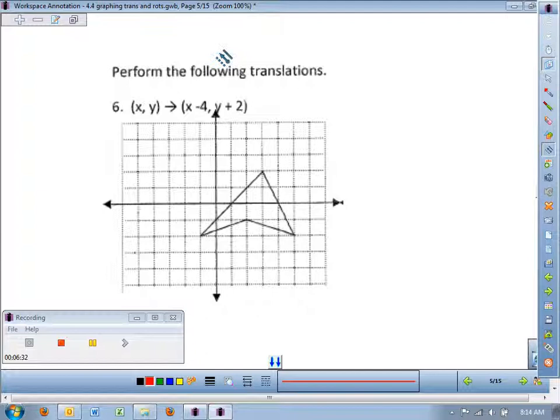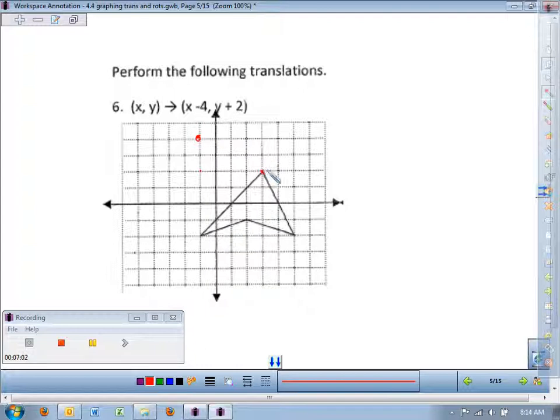Here, they don't even give me the original figure. They just say, draw this new one. So really, we can do it by counting. You could figure out, name these points A, B, C, and D, and write them down and all that stuff. But this is just a translation. 4 units left, 2 units up, correct? X -4, y +2. So 4 units left, 1, 2, 3, 4. 2 units up, 1, 2.